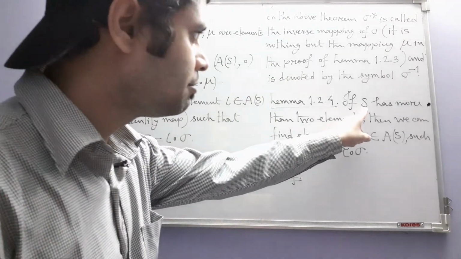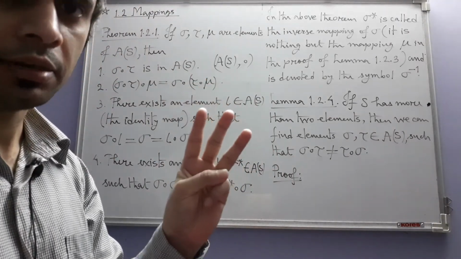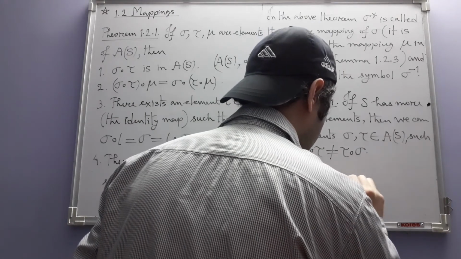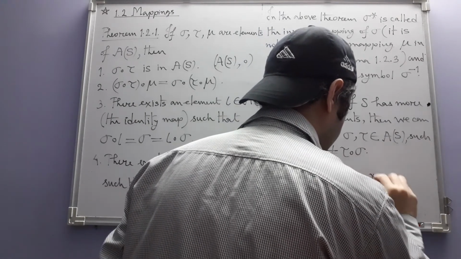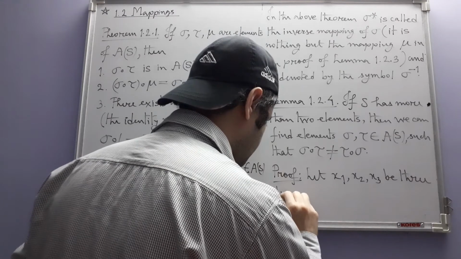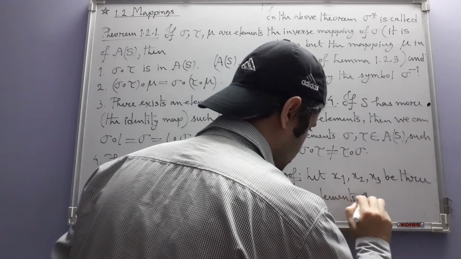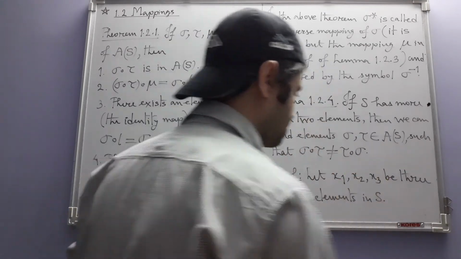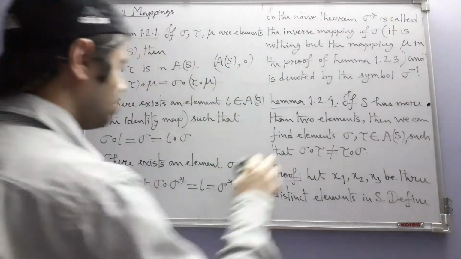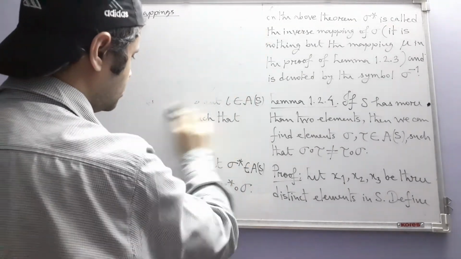Note that it is given that S has more than two elements, so that means we can find three distinct elements in S. Let x1, x2 and x3 be three distinct elements in S. Okay, define. We are now going to define the mappings sigma and tau. That will give us that non-commutativity.